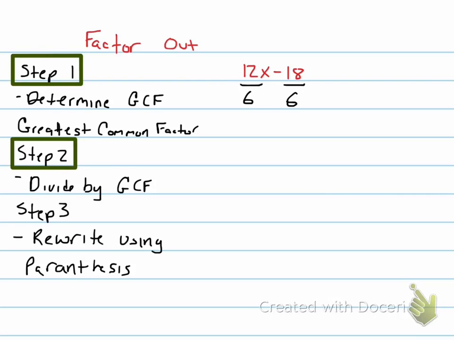So I'm going to divide both these by 6. What's 12 divided by 6? These answers are going to go here, and then I'm going to bring this 6 out here. So 12x divided by 6 is what? That's 2x, keep your sign, minus 18 divided by 6 is 3. Put your parentheses and bring that 6.